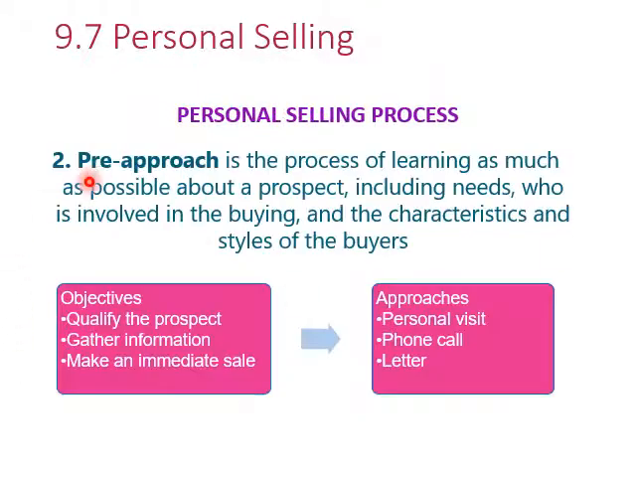Next, second step of personal selling is pre-approach. In this process of learning, you are actually learning as much as possible about your prospect, including their needs, who is involved in the buying, and the characteristics and styles of the buyers. Okay, so the objective of this pre-approach is that after you do the qualifying of the prospect, you gather information and you want to make immediate sales. So before you start to do the approach, you would like to know how you're going to approach them.